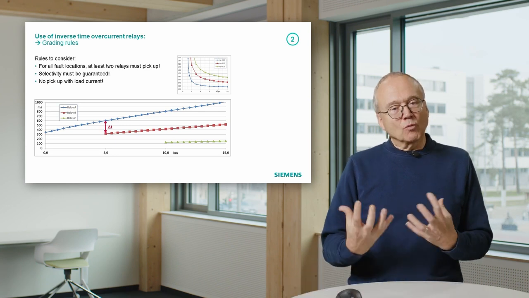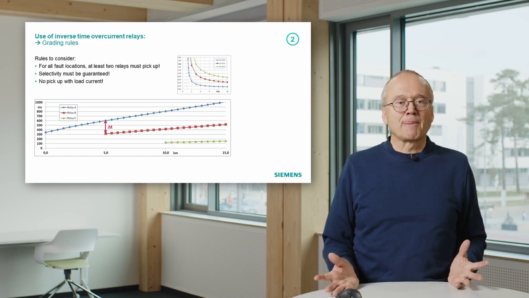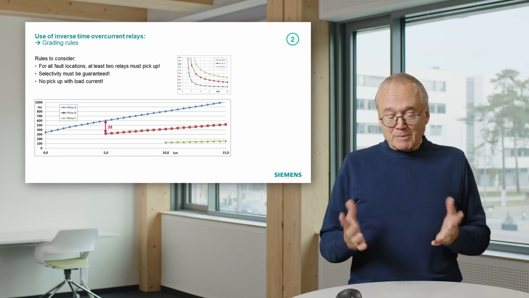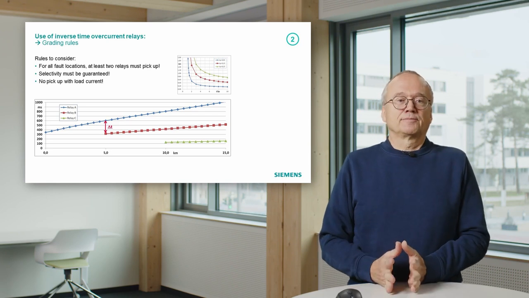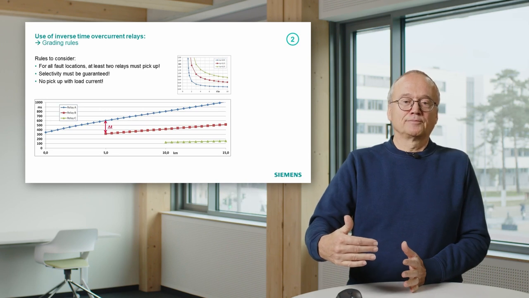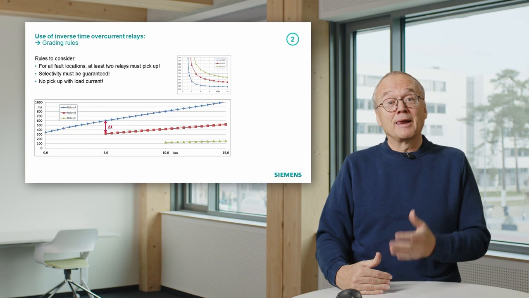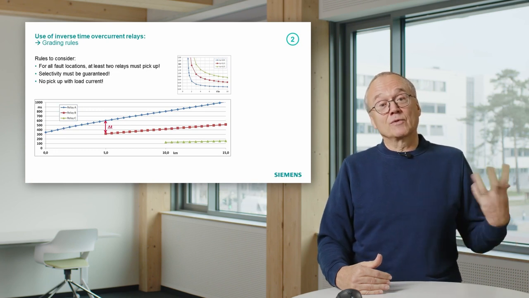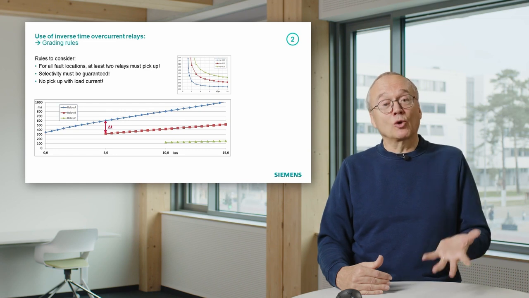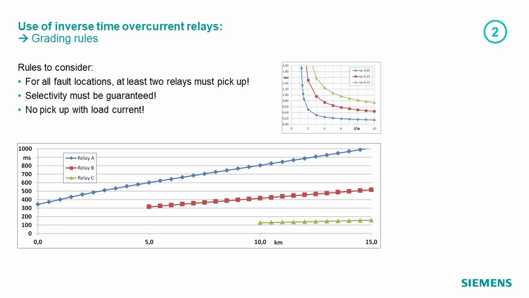Of course, if we do the grading in this context, we have to consider some rules. Again, we must look at the backup. That means for all fault locations, we must be sure that at least 2 relays pick up. That means the relay which is expected to trip should see the fault, but another relay which is expected to serve as a backup should also pick up and start its timer. It should not trip normally, but it should pick up.